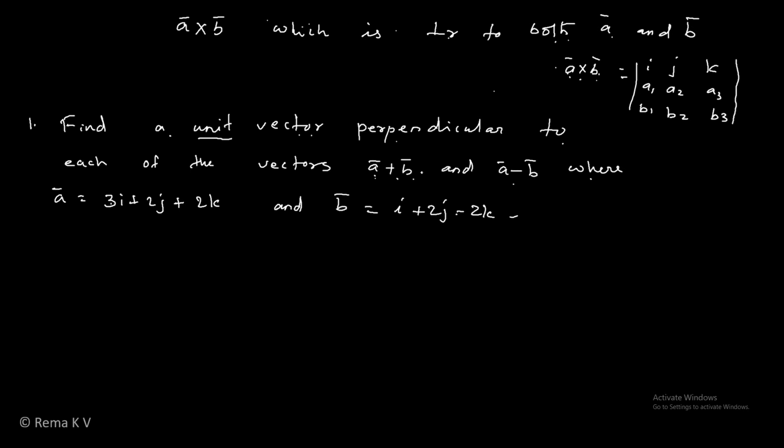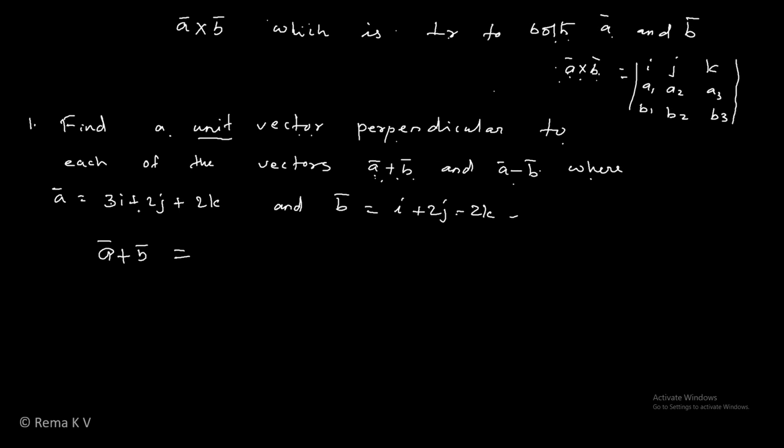Yes, exactly. You have to find A plus B cross A minus B. A vector which is perpendicular to A and B is given by A cross B. So here the question is to find a vector which is perpendicular to A plus B and A minus B. We have to find A plus B cross A minus B. So let us find A plus B first.